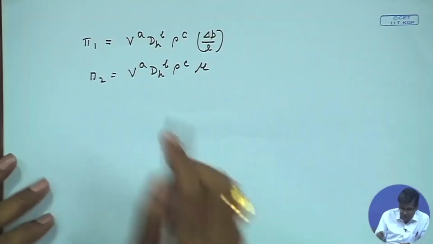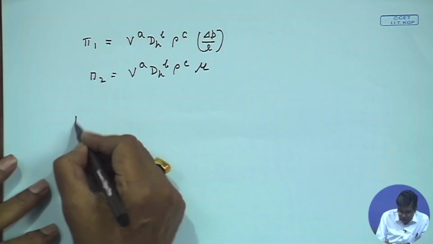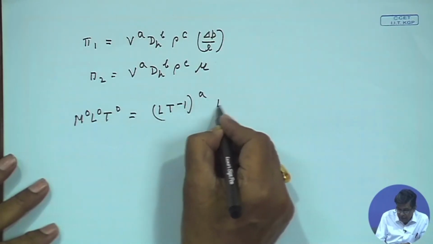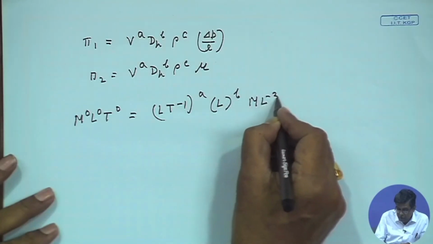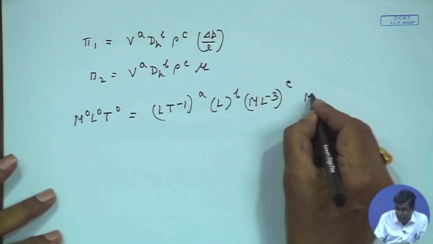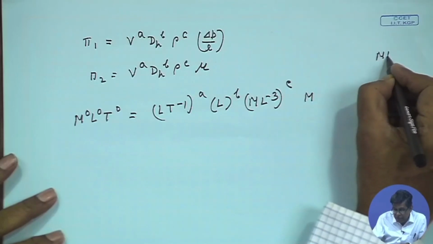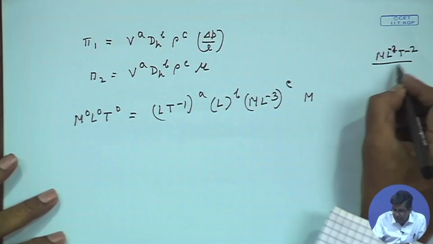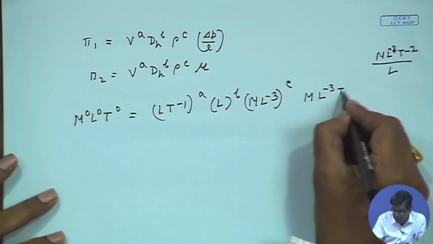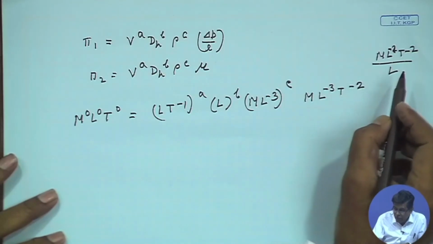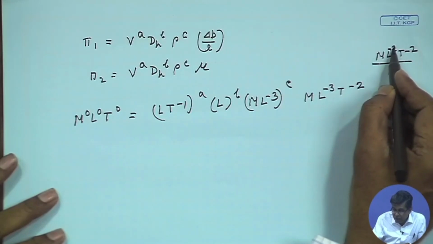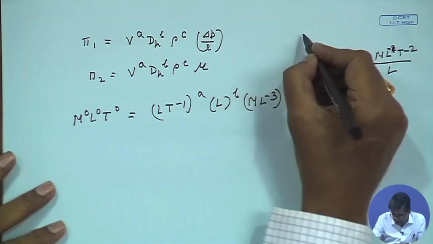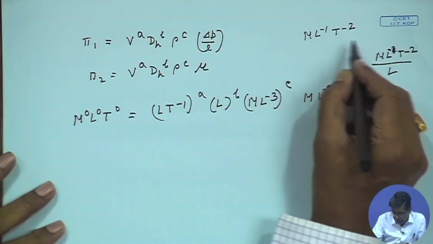Now, if we equate this, pi 1 is M to the power 0, L to the power 0, T to the power 0, equal to V, which is L T to the power minus 1, to the power A, L to the power B, M L to the power minus 3 to the power C, and delta P by L. Delta P is the pressure, that is M L to the power minus 1 T to the power minus 2, divided by L, that means M L to the power minus 2 T to the power minus 2.